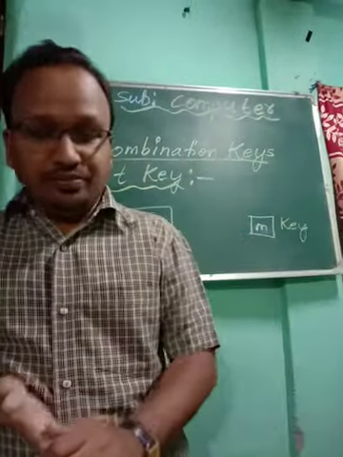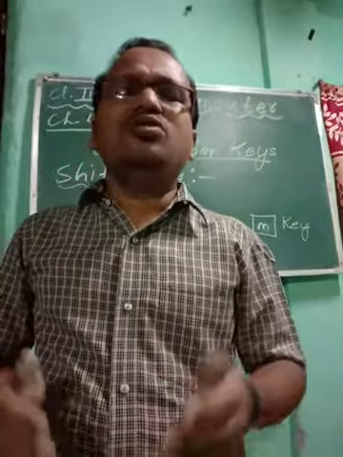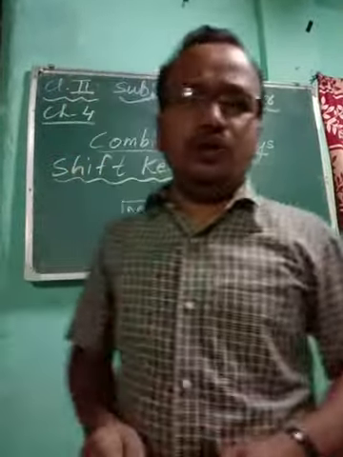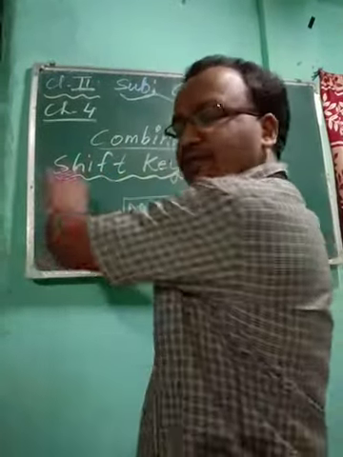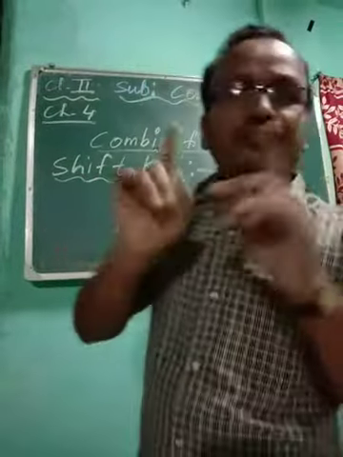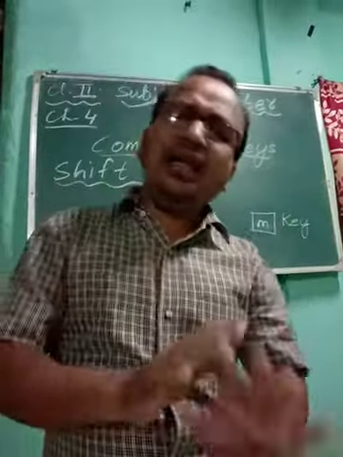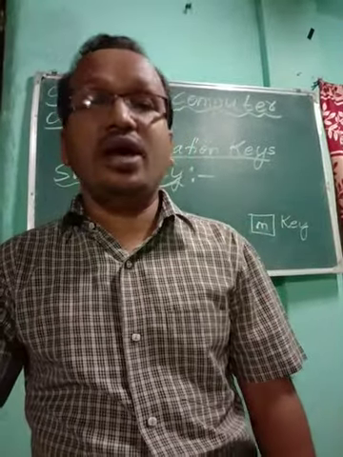Okay children, any alphabet you want to type as a capital letter, without going to caps lock, first press the shift key and, with the other finger, press whichever letter you want. On your monitor screen you will get the capital letter, for any alphabet. This is quite interesting. In this way you can do it.